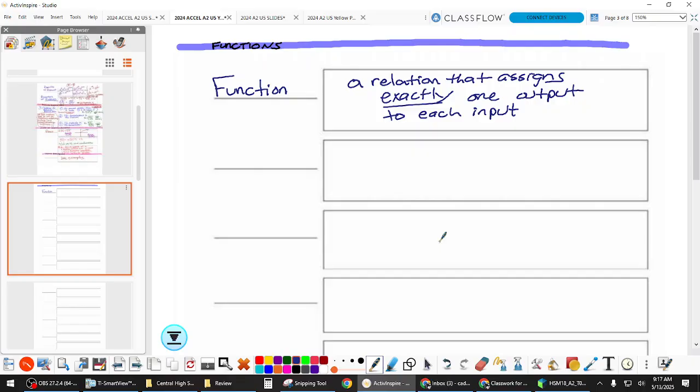Okay, so a function is a relation that assigns exactly one output to each input, just reminding you of the vertical line test. That's a visual thing; you can't check with a vertical line unless you're looking at a graph. One input.